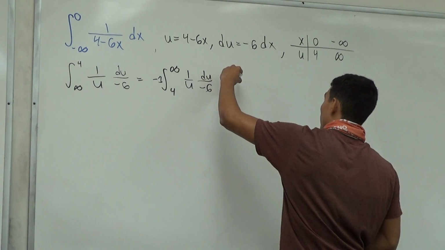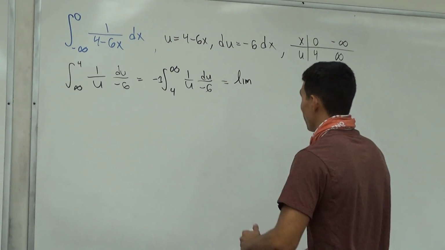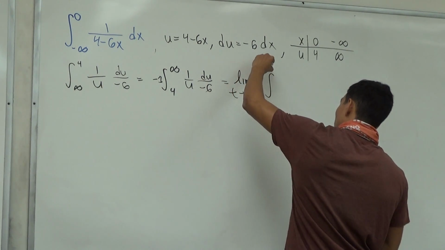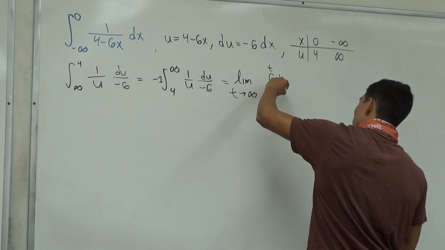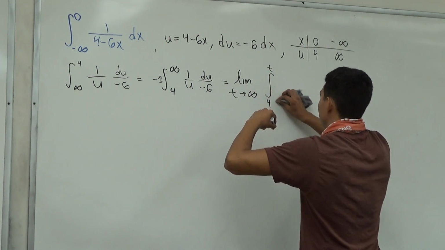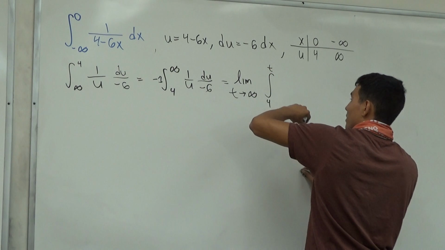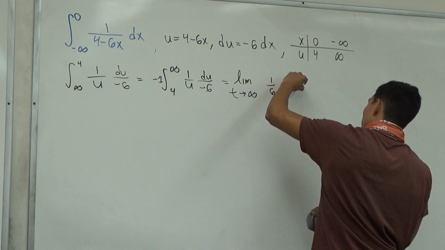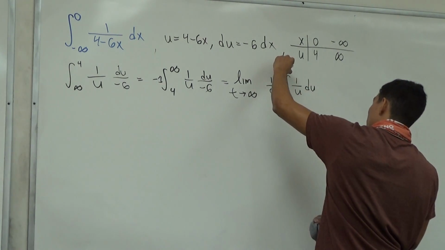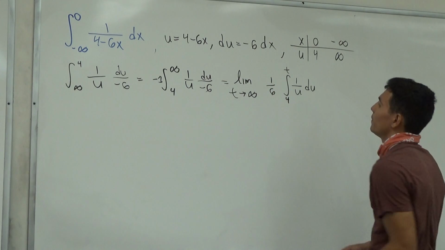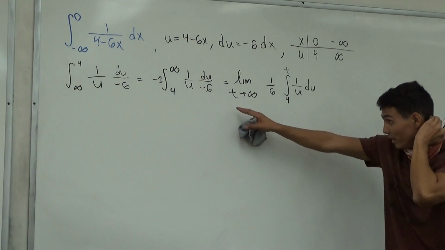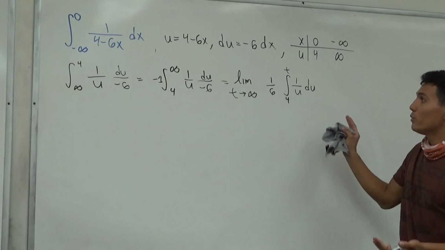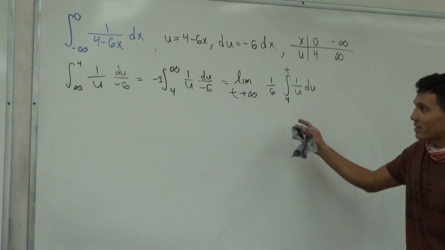But first, to make this a little bit more clerical, I'm going to write this as the limit as t approaches infinity, of the integral from t to 4 of 1 over u du. I'm going to write this as 1/6 times the integral of 1 over u du from 4 to t. Okay, so all I did is just change the notation here, and yes, you should probably do this, right? So you can see that. And the reason why I write the limit as t goes to infinity is because this is an improper integral.